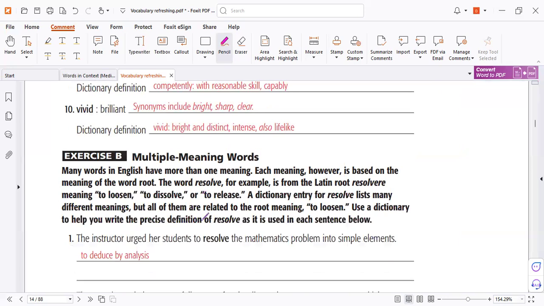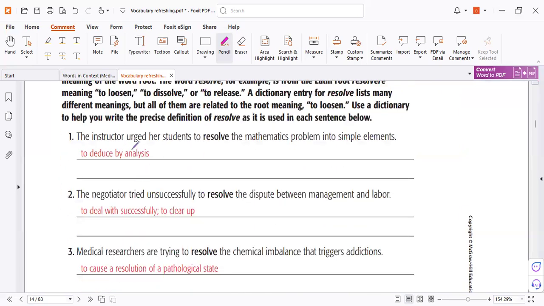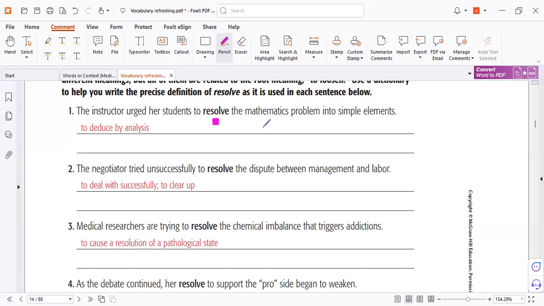Is it what I need from you? No. First, we have some questions to help you. Now we need to guess resolve. The instructor urged her students to... so students is the subject, solve is the verb. So what are the students going to do? To find the way, solve the mathematics. So to deduce by analysis.